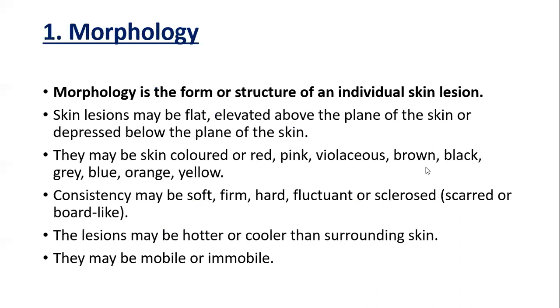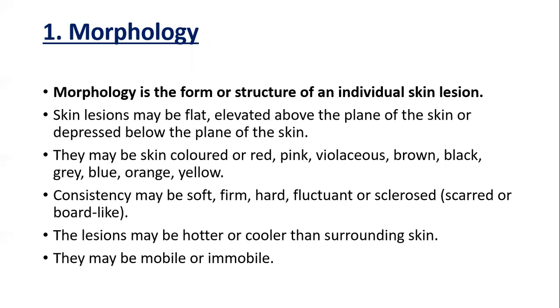Morphology. Morphology of a skin lesion is the form or structure of an individual skin lesion. So the skin lesions may be flat, elevated above the plane of the skin, or depressed below the plane of skin. They may be skin colored or red, pink, violaceous, brown, black, gray, blue, orange, or yellow.